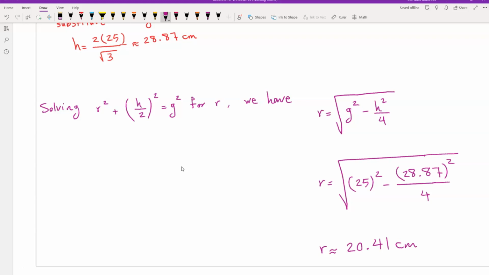Solve for r, and r is equal to the square root of g squared minus h squared divided by 4. Now substitute what we have for g and h to find r. So g is 25, and h we rounded to 2 decimal places, and that was 28.87. So the answer for r rounding to 2 decimal places is 20.41 centimeters.